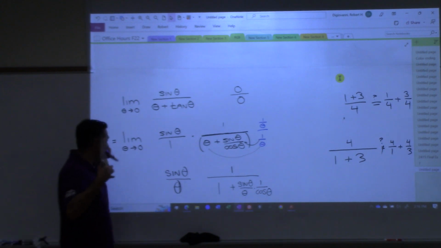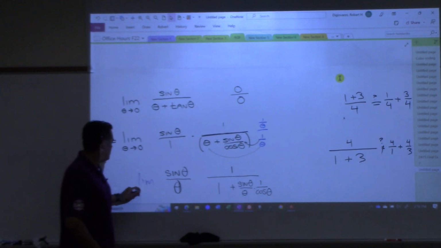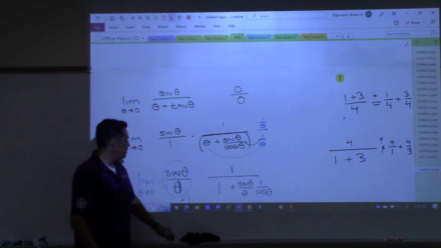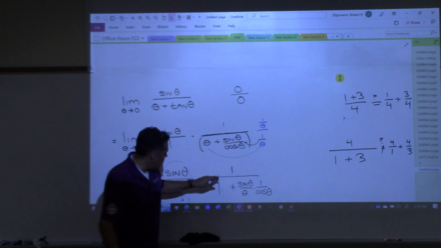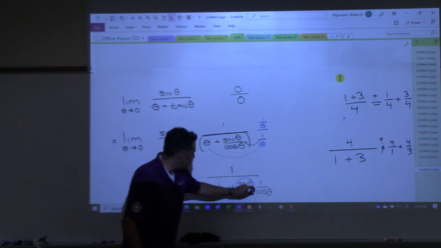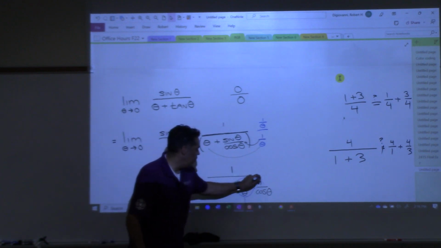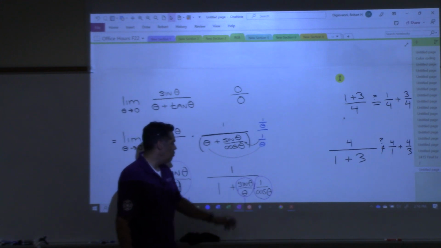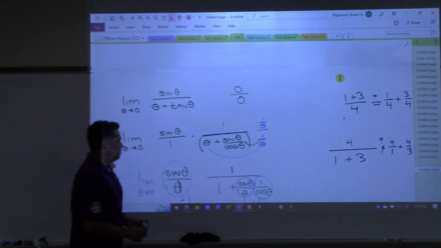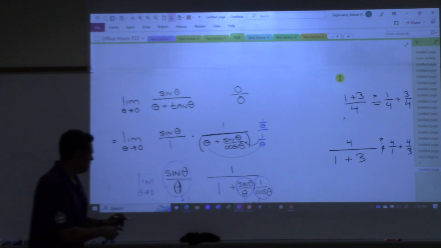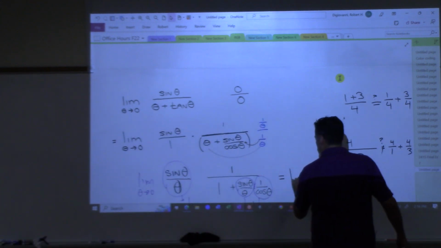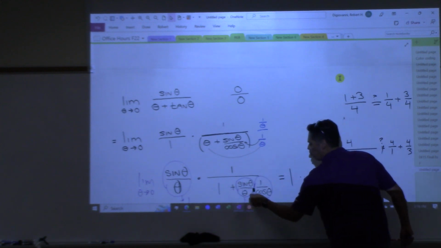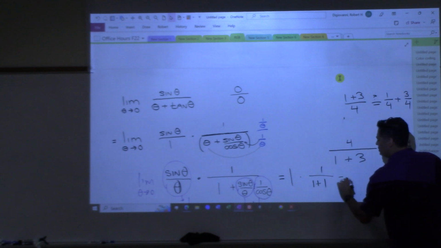Now, when I take the limit, I have to take the limit now. Limit as theta goes to 0. When I take this limit, that goes to 1. Then 1 over 1 plus, that goes to 1. And 1 over cosine of 0. Cosine of 0 is 1. So 1 over 1 is 1. So what is this? Yeah, it's 1 out front times 1 over 1 plus 1. So your answer is 1/2.